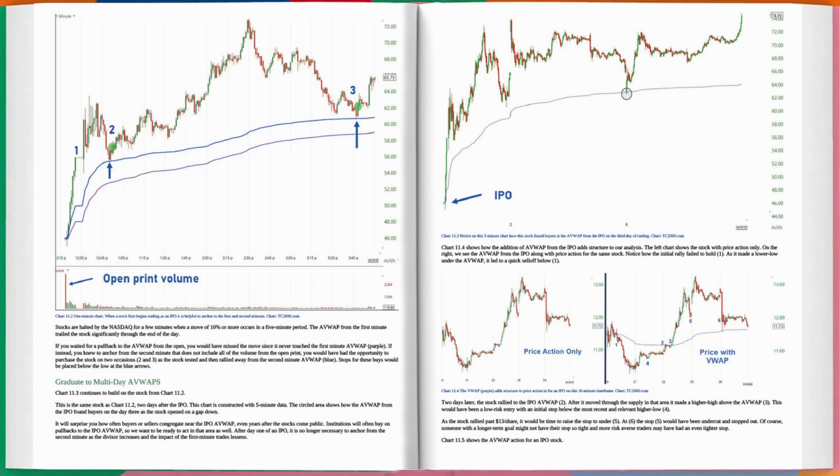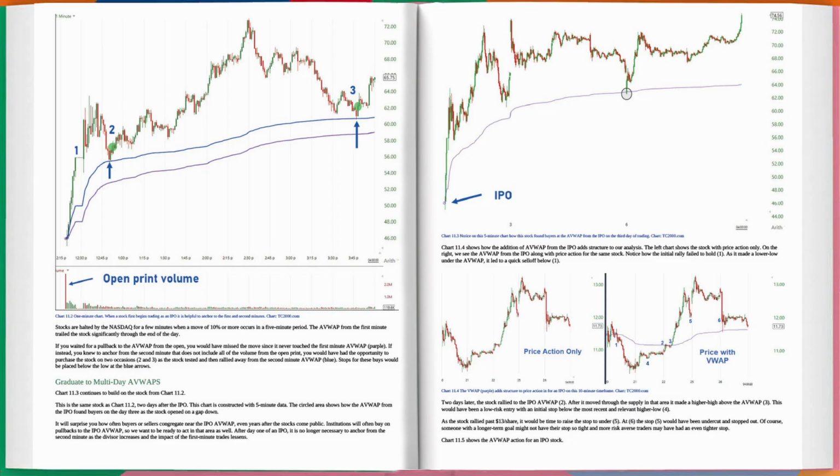Institutions will often buy on pullbacks to the IPO AVWAP, so we want to be ready to act in that area as well. After day 1 of an IPO, it is no longer necessary to anchor from the second minute as the divisor increases and the impact of the first minute trades lessens.